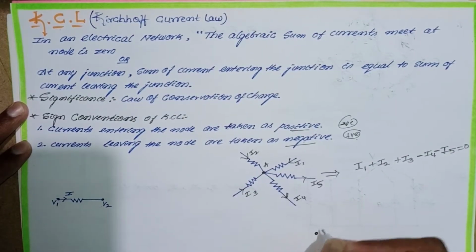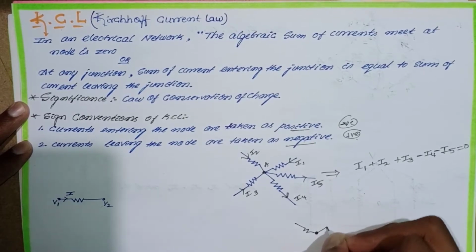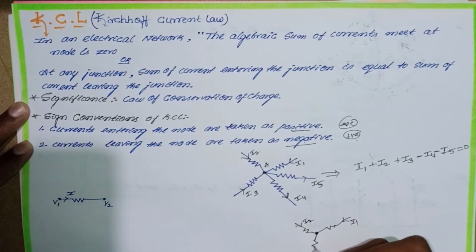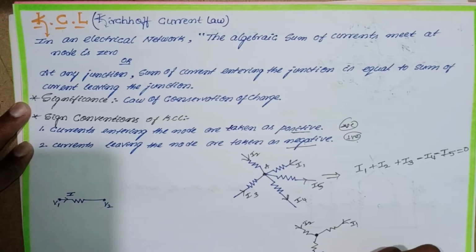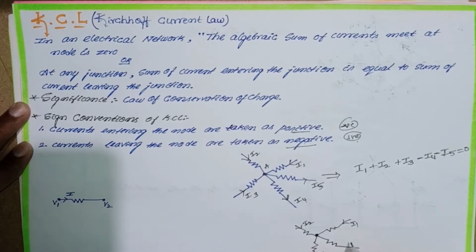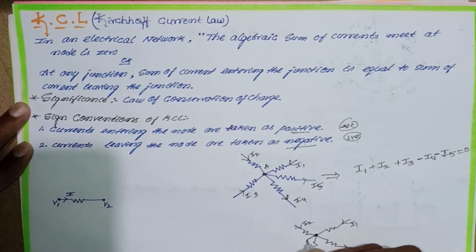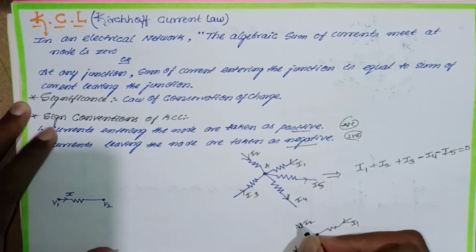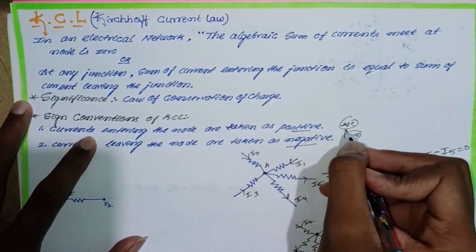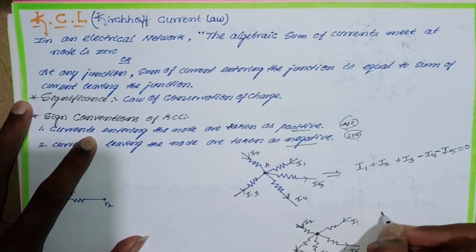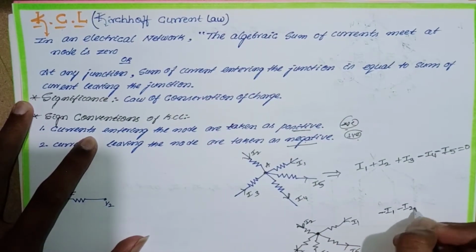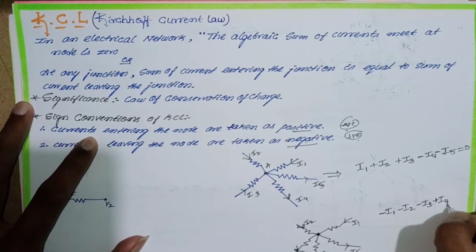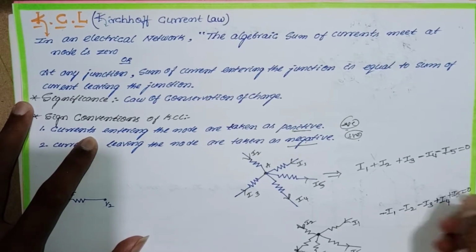I will take another node. This is I1, this is I2, this is I3, this is I5, this is I4. I will prove it by taking entering the node as negative: minus I1 minus I2 minus I3, and leaving the node as positive, plus I4 plus I5 is equal to 0.